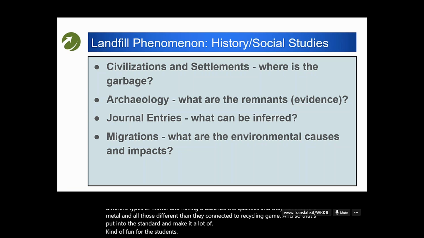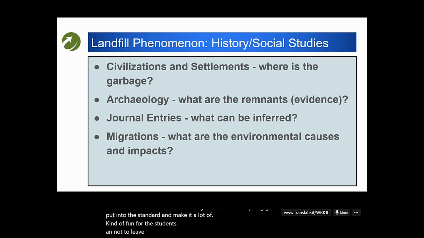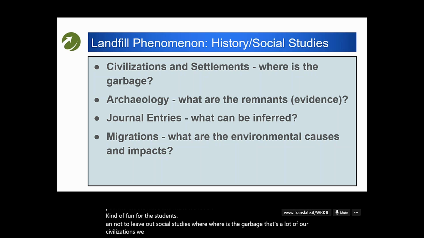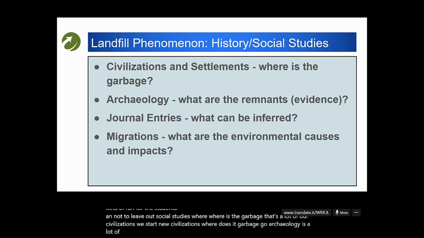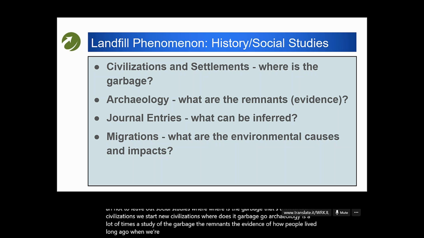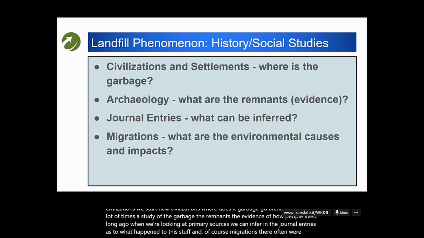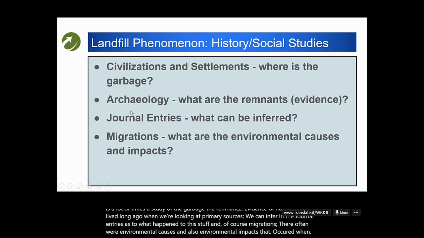And not to leave out social studies, where is the garbage? That's a lot of our civilizations. When we start new civilizations, where does the garbage go? Archaeology is a lot of times a study of the garbage, the remnants, the evidence of how people lived long ago. When we're looking at primary sources, we can infer in the journal entries as to what happened to the stuff. And of course, migrations, there often were environmental causes and also environmental impacts that occurred when there are people migrating from one place to another.